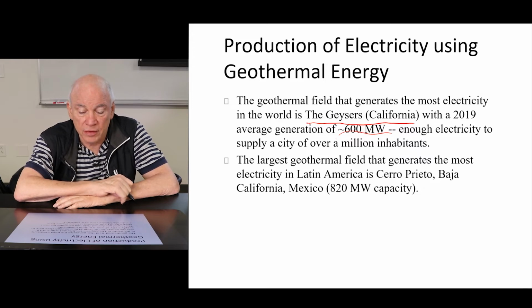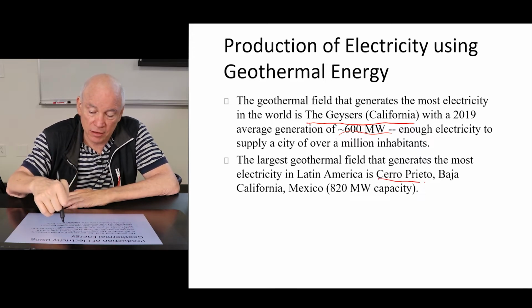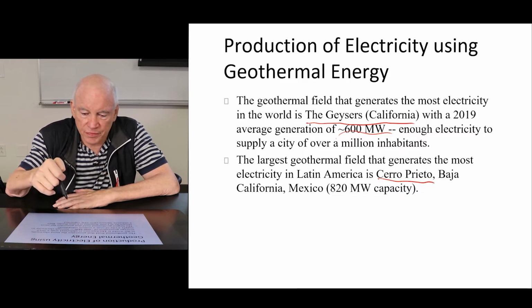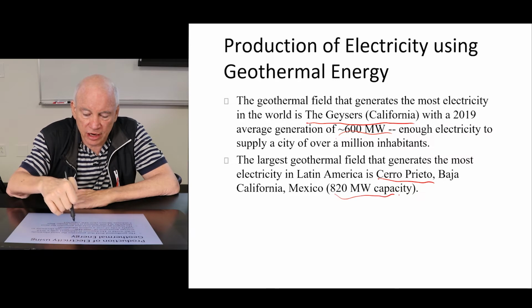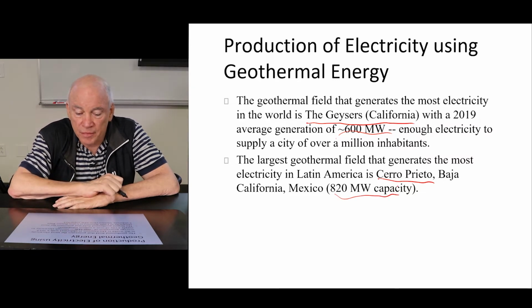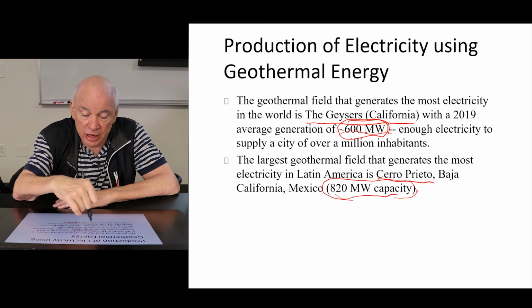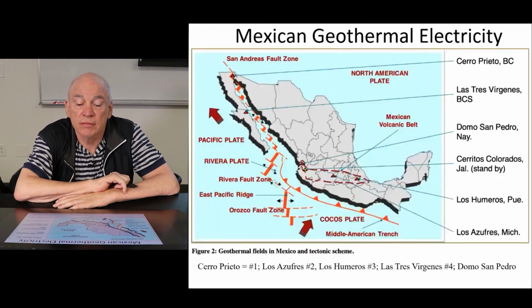In Latin America, the largest geothermal plant is Cerro Prieto in northwest Mexico. And it has an 821 megawatt capacity, but this is not the capacity of Geysers. This is its average generation. This is its capacity, which you rarely meet the capacity of a plant.